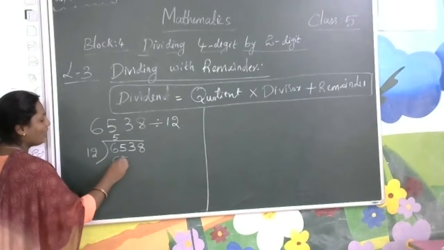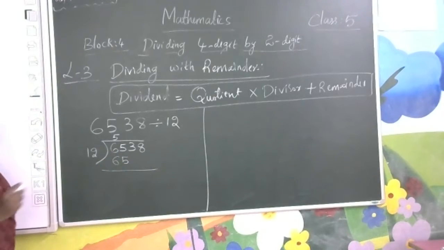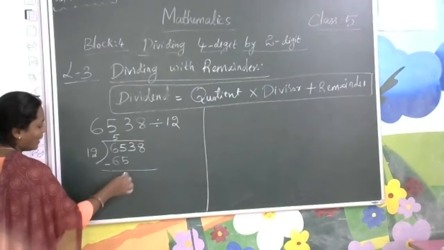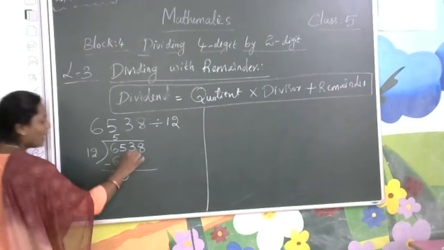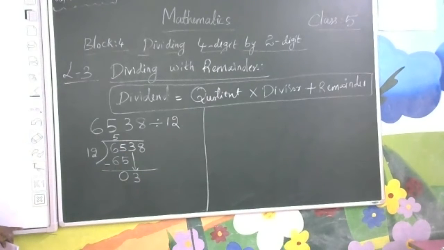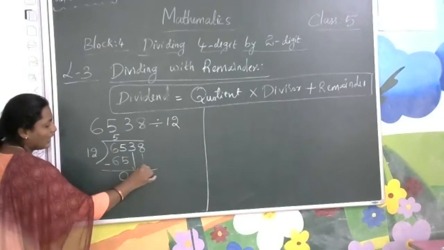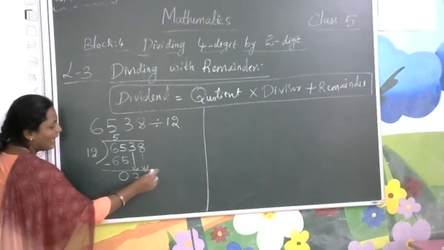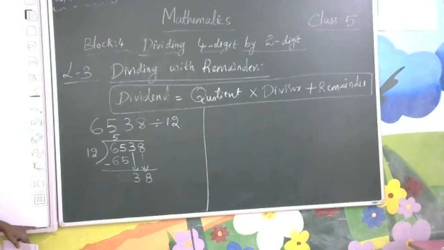12 5s are 60 and 12 5s are 65? Okay. So 65 minus 65, 0. Next step, we have to bring down the 3. 0 3 is not there for 12. So next step we can bring down the next number, that is 8. Breaking down the number.